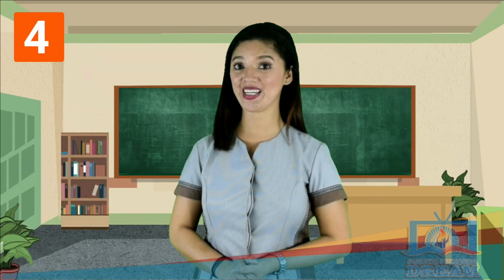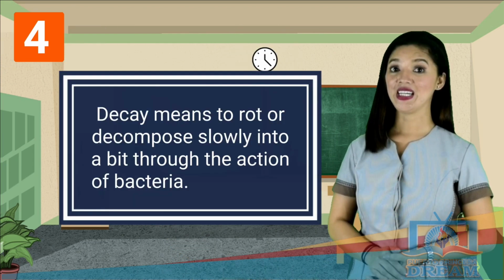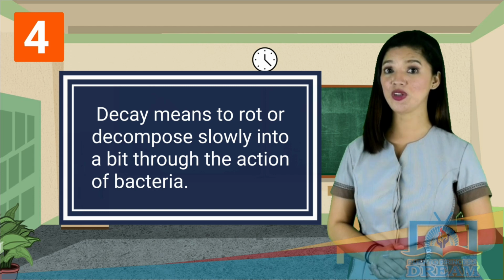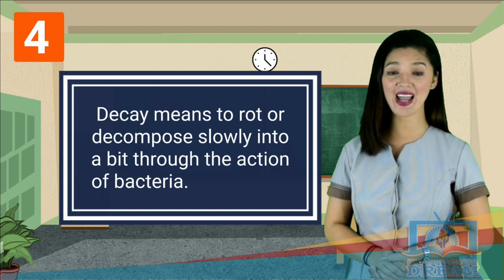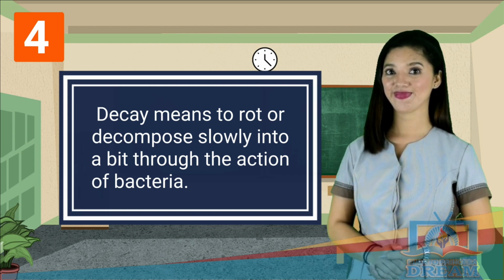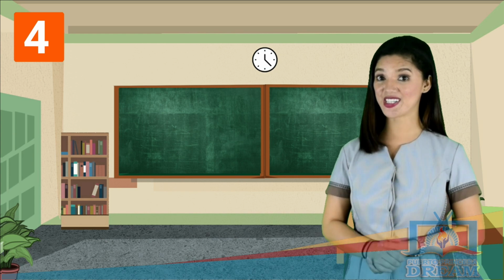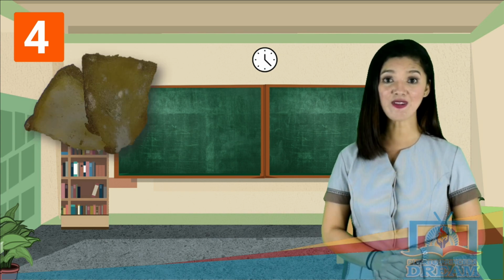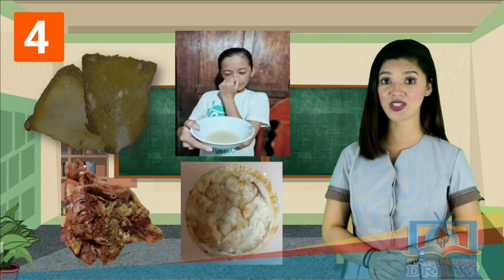Some organisms will decay or decompose just like the rotten mango. Decay means to rot or decompose slowly into bits through the action of bacteria. Some materials that undergo decay are fruits, vegetables, bread, and leftover foods. There are some visible signs we can observe when the material is undergoing decay. Some of the signs are molds, a foul smell, worms, or bubbles after some time.